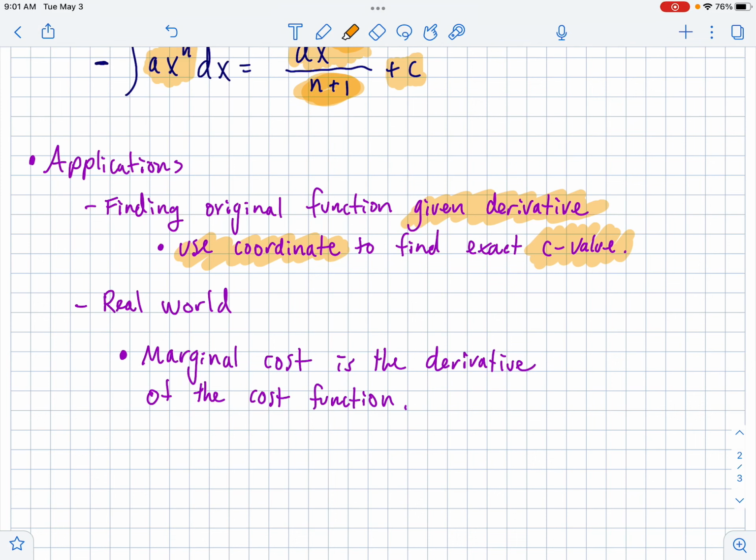The other very weak real-world stuff that they did in that chapter was cost problems, like the original function being cost of x, and then the derivative of cost being called marginal cost. So marginal cost is a derivative. If you want to get back to the cost function, take the antiderivative of the marginal cost.